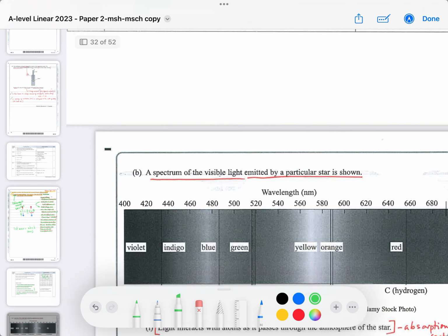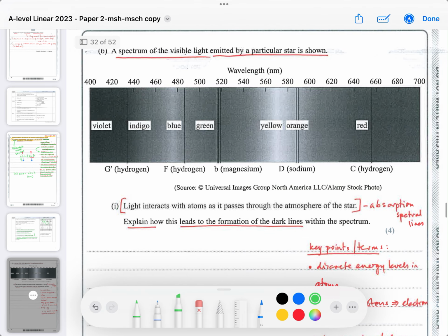Okay. The next part is now going into an application of waves from year 12. So this is a linkage between year 12 and year 13.